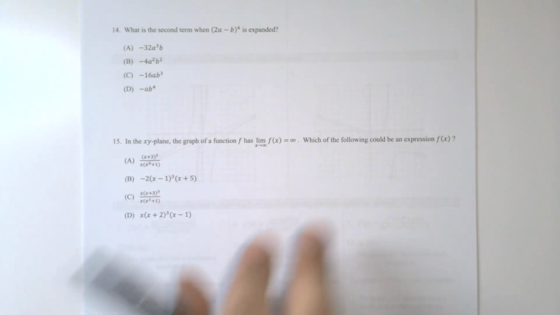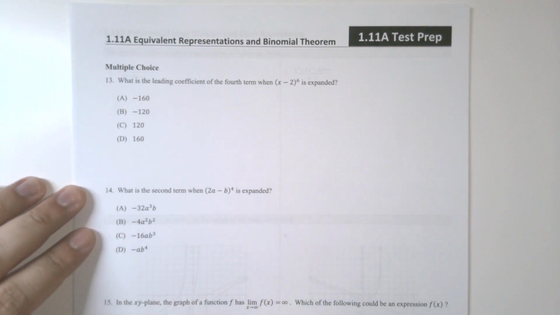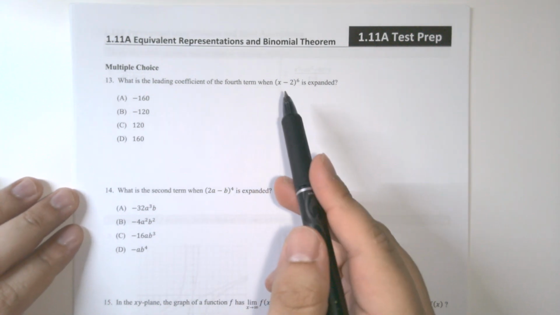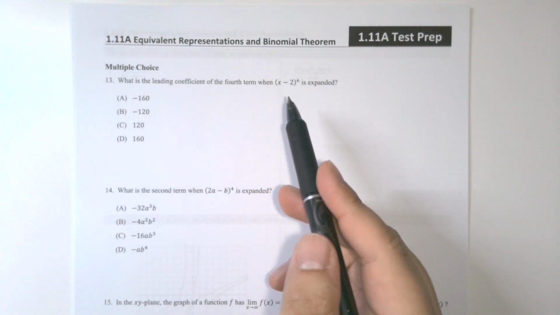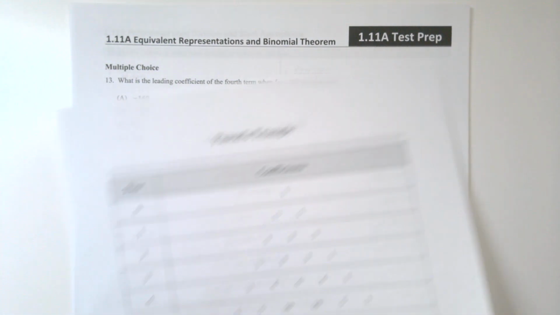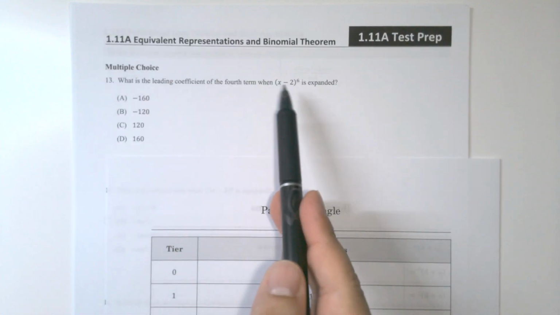Let's look at the next page. Now we're doing our favorite part of any of these assignments, test prep. We want to figure out the leading coefficient of the fourth term when this is expanded. So, leading coefficient of the fourth term. So, it's not just asking for the coefficient on your triangle. We actually have to calculate out what's going to happen because of this negative 2.